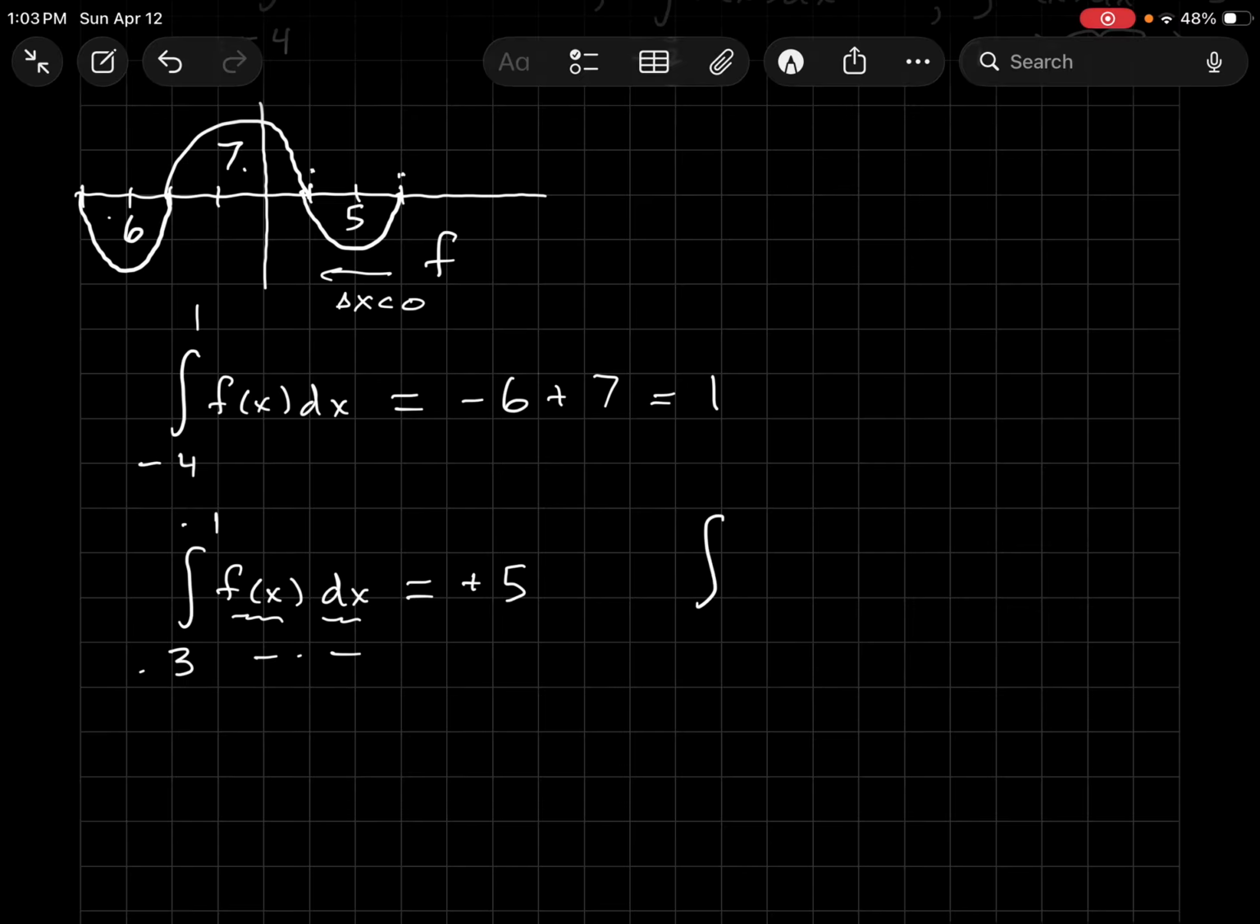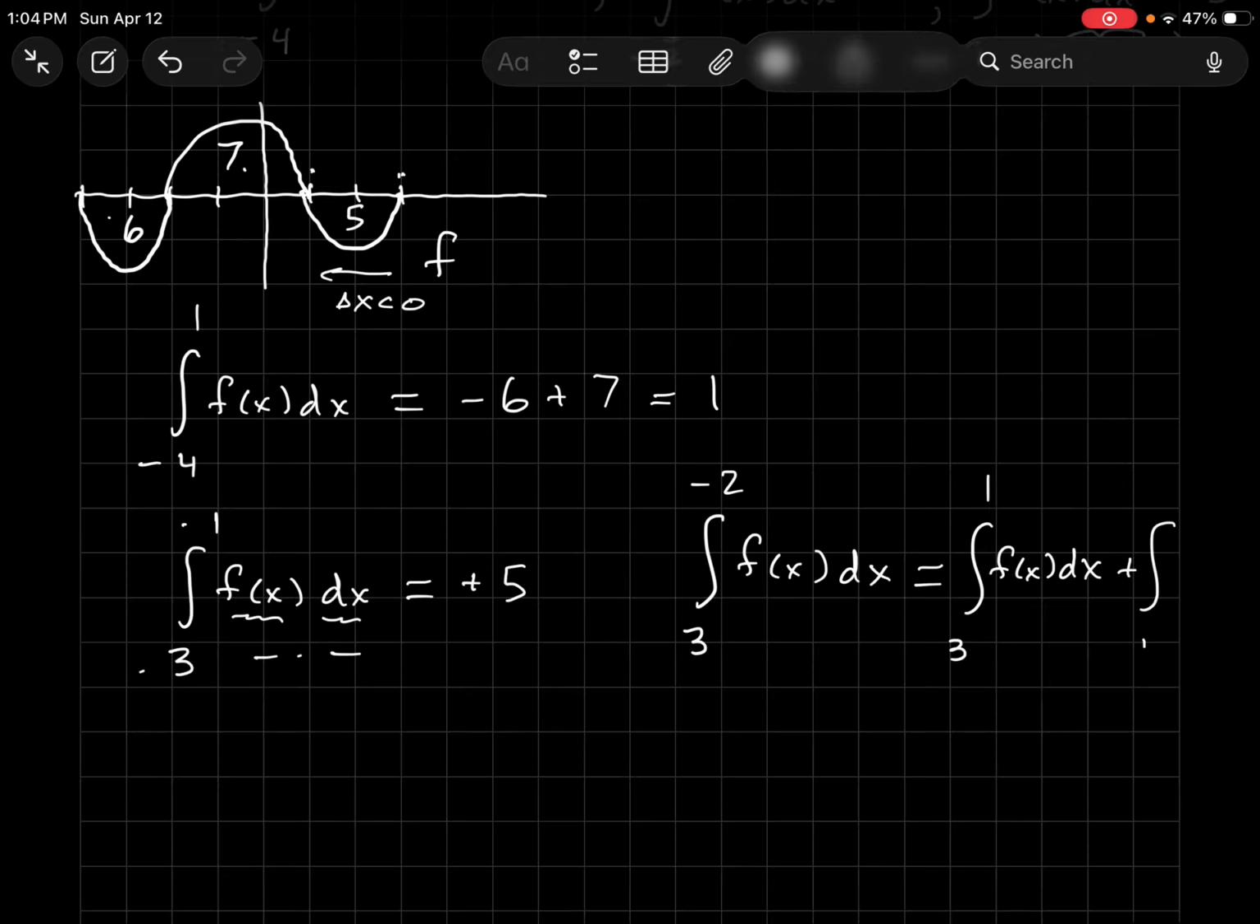So negative times negative gives us positive. What if we did the integral from 3 to negative 2 of f of x dx? What does that equal? We already saw that the integral from 3 to 1 was positive 5. But I could add to this the integral from 1 to negative 2 of f of x dx as well. So we saw this first piece is 5.